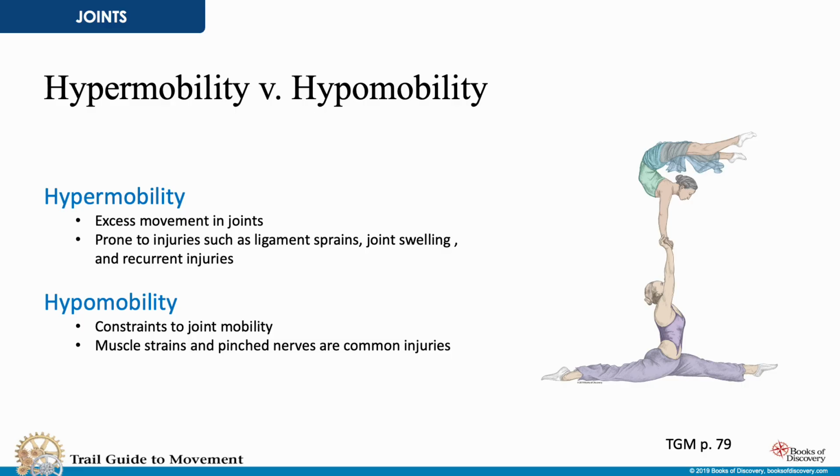Hypermobility versus hypomobility. Hypermobility is excess movement in joints, and you are more prone to injuries with this. Hypomobility is constraints to joint mobility. So muscle strains and pinched nerves are common injuries.